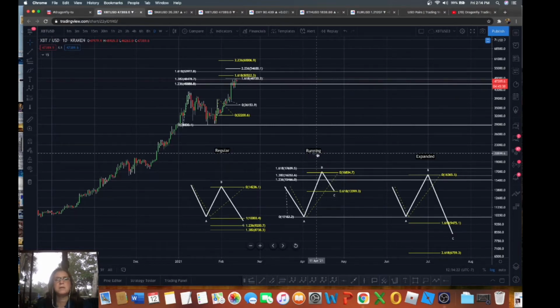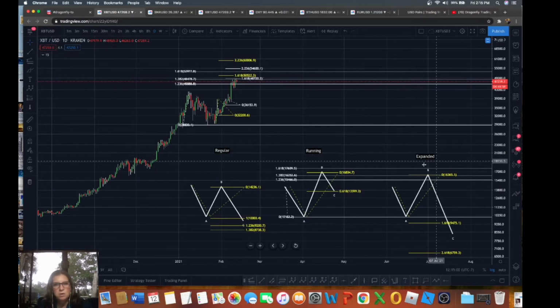Then we have what's called a running flat. The running flat is the more bullish flat. That's what we had right here. We had an A wave that came down, we had a B wave that went above it, and then a C wave that was short. That is the bullish flat. So basically the A wave comes down, the B wave goes up into this pocket, does not hit the 1.618, and then the C wave comes down to the 618.